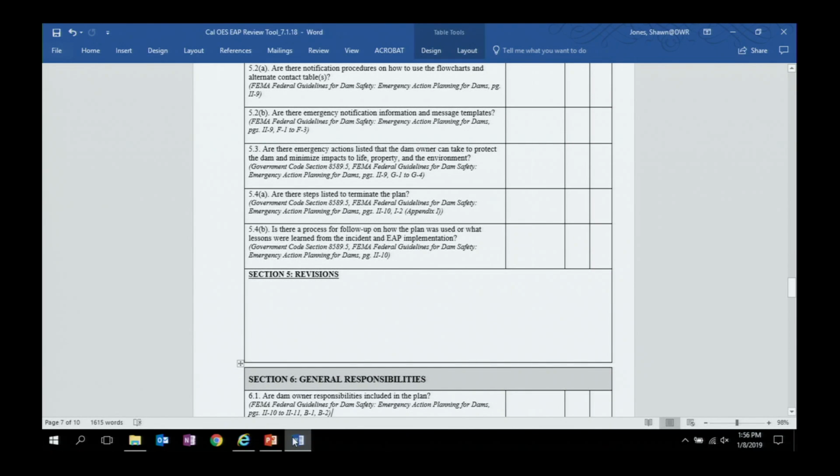Moving on to the notification procedures on how to use the flow charts and the alternate contact table. Is there an alternate contact table? There should be. Because just in case, what if the first contact isn't available? You want that to fall to somebody else, maybe a second, a third. Just make sure you have an additional page in there that provides that information.